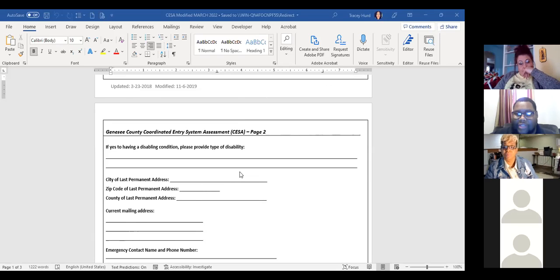So when doing these assessments, when doing the CESA, they need to feel that you care and that you are trying to help them. This should not just be a question and answer thing. You should let them talk. If you let them talk, they will tell you a lot of information that you can fill out on this form. Keep that form of transparency.